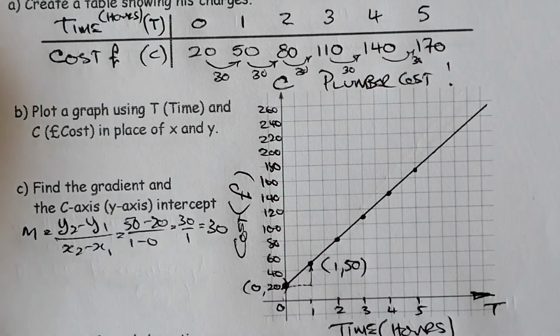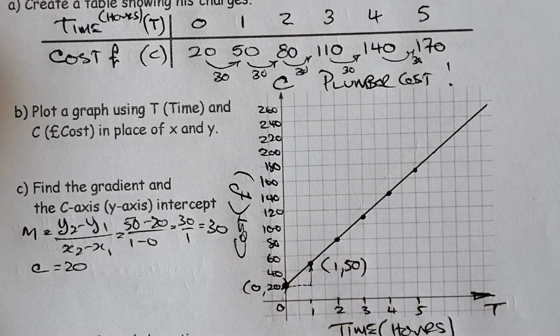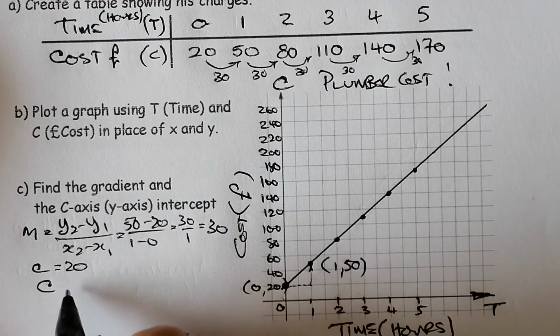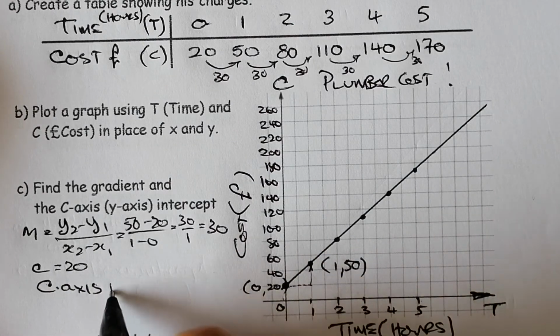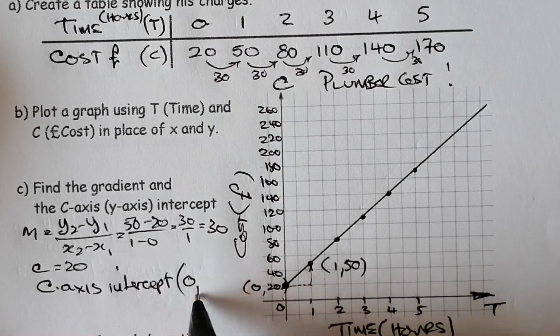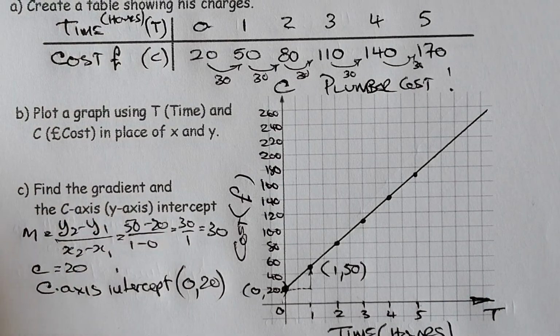Okay, right, my c value, this time it's not 0, it's going to be 20. I can see that straight from the graph, or from the table, 0, 20, and that's the coordinates. So the c axis intercept, just where it cuts through, is going to be 0, 20. So there's my values that I'm going to take into my formula.